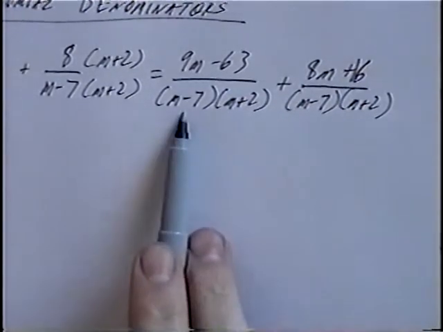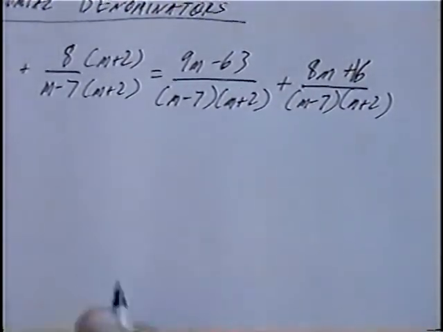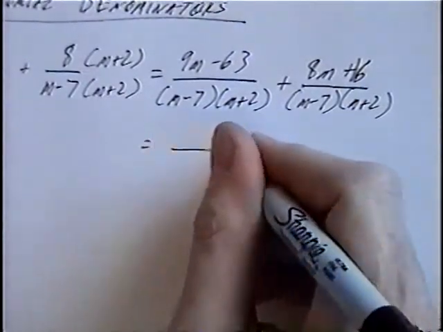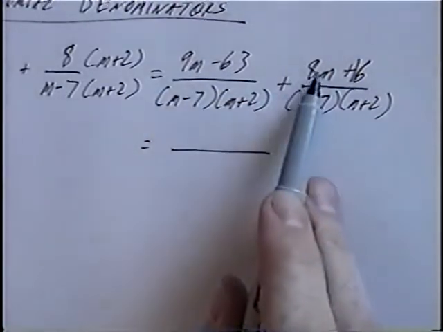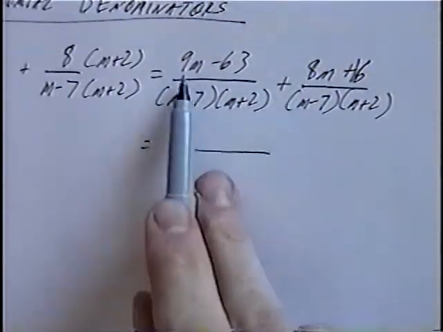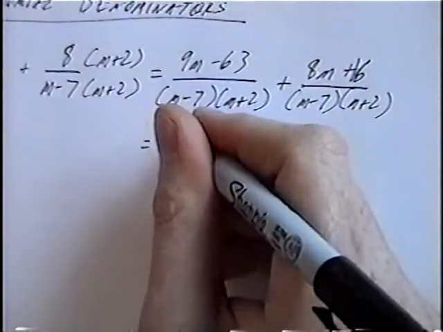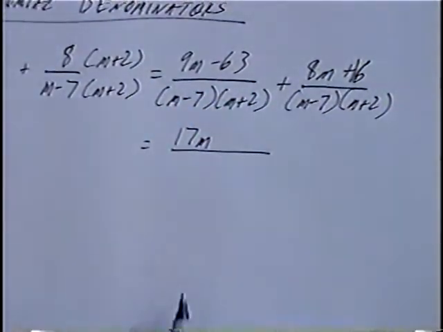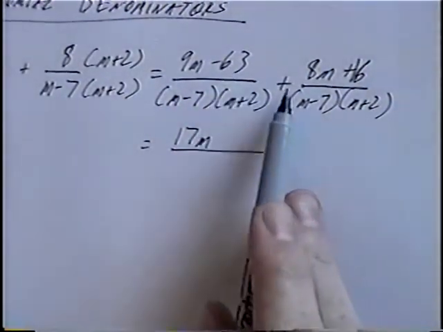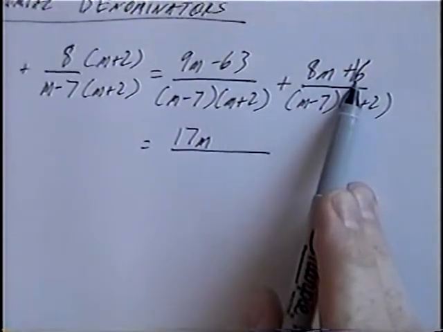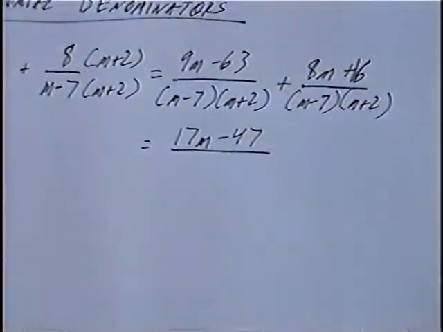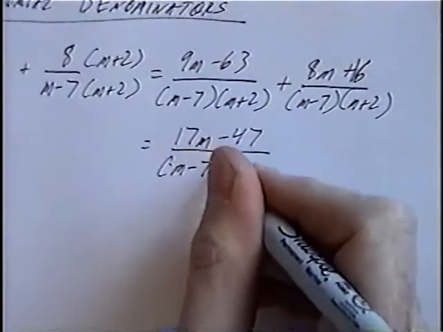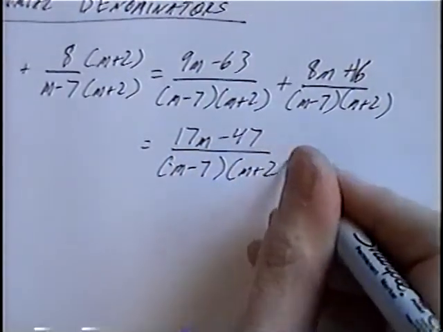Once you have the same denominator, both fractions have the same two factors, we can add those to make one fraction. The numerator, we have 9m. We can combine that with 8m, and we're adding those together. 9m plus 8m would be 17m. Then we have negative 63 plus a positive 16. That would be negative 47. The factors for the denominator would stay the same, m minus 7 and m plus 2.